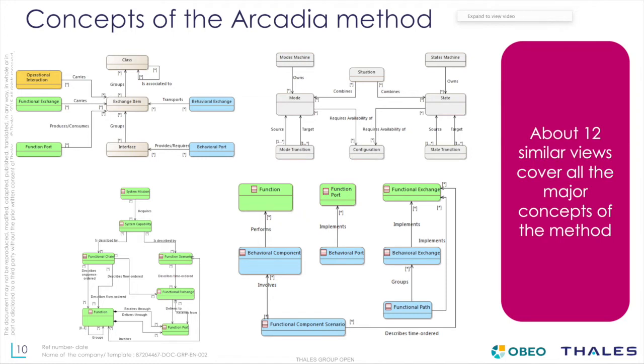The concepts of the Arcadia method, this is just a simple extract, but to give you an idea, we have about 12 similar views covering most of the concepts of the method. So for example, here we say that a function can be part of a functional chain that illustrates a system capability and so on. So it's pretty basic, pretty simple, and with 12 similar views, we are able to basically cover all the fundamentals of the method.